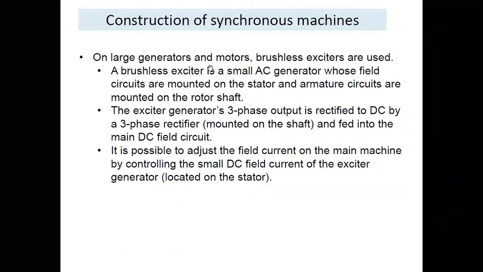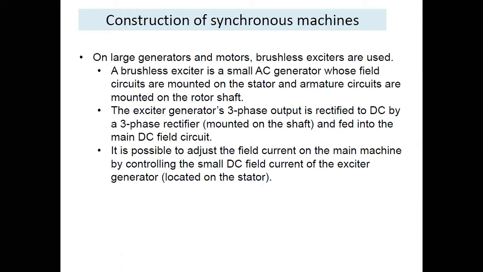On large generators and motors, brushless exciters are used. So if the field winding is not provided with permanent magnets, it needs us to provide the excitation to the field winding. Whenever there are no permanent magnets on the rotor as a field winding, it needs us to provide external DC excitation to the field winding.